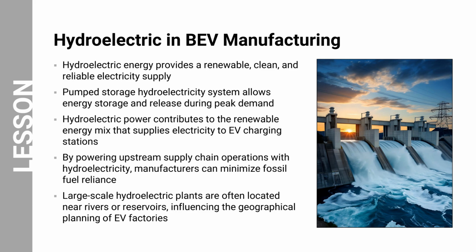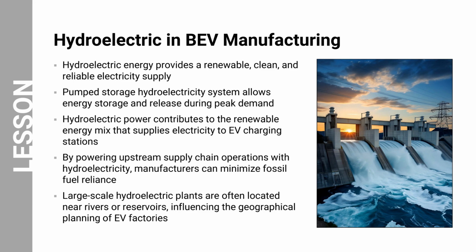The pumped storage hydroelectricity system allows energy storage and release during peak demand. This is crucial in EV manufacturing, where production lines and robotics may require consistent high-demand power, especially during surge periods. Hydroelectric power contributes significantly to the renewable energy mix that supplies electricity to EV charging stations. Using hydroelectricity for both manufacturing and charging supports a green energy loop from production to end use.